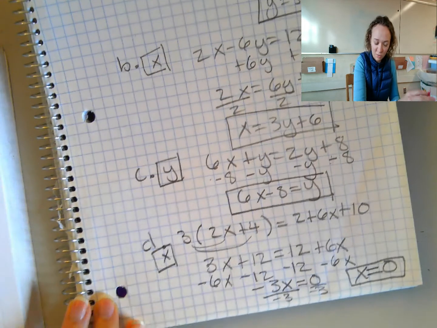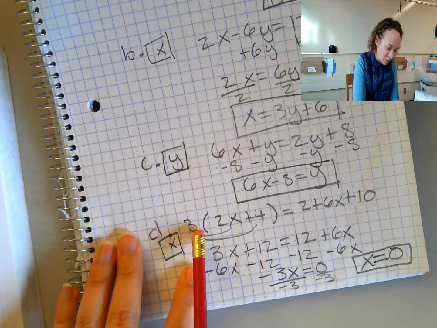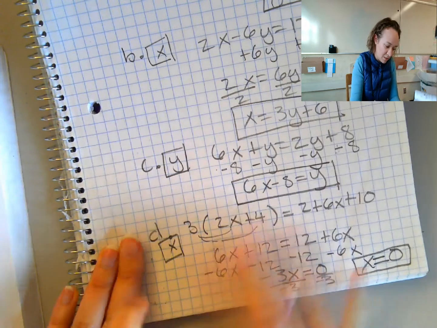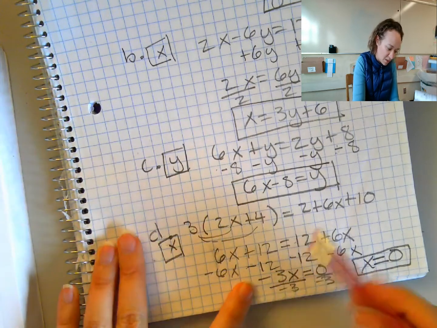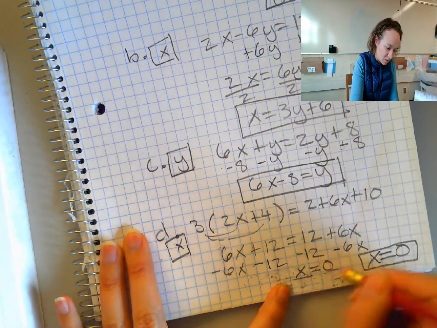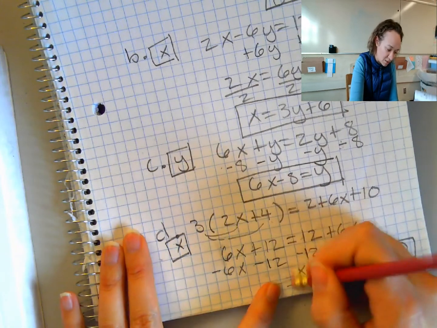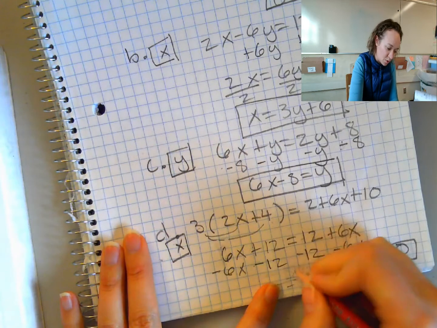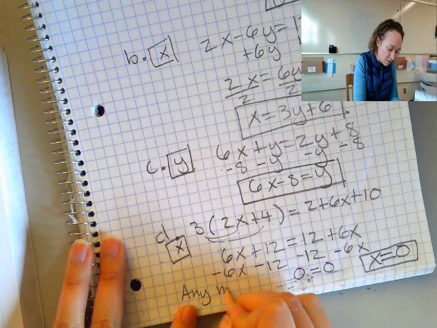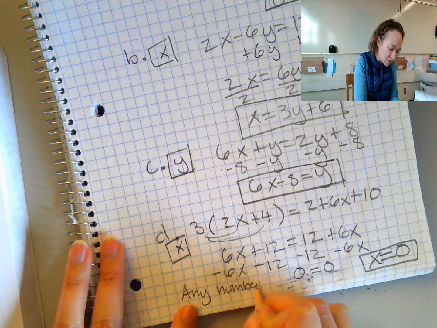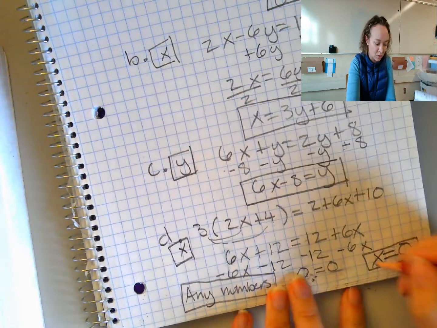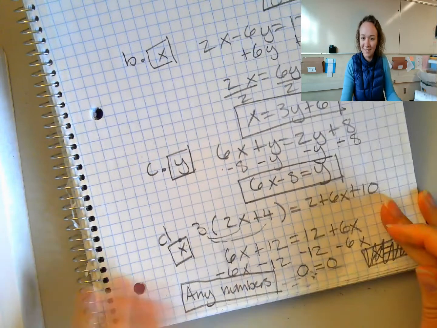Just kidding. Did you catch my mistake? I did 2 times 3x, and I got 3x instead of 6x, which would make that be 0x equals 0. In other words, 0 equals 0, which means any number, or all solutions, or all numbers, something like that. Sorry about that.